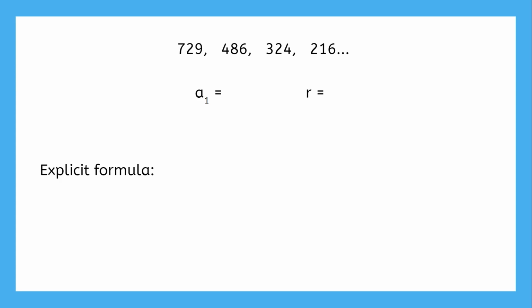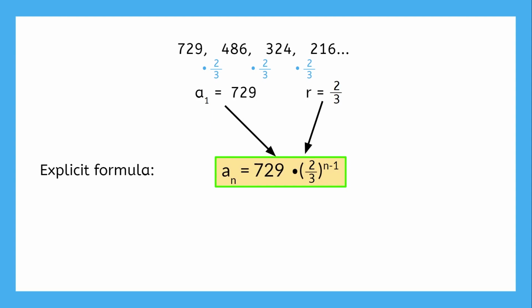Let's check your answer. The first term is 729, and if we do the dividing trick, we get a common ratio of 2/3. So then the explicit formula for any term in the sequence is 729 times 2/3 to an exponent of the term number -1.